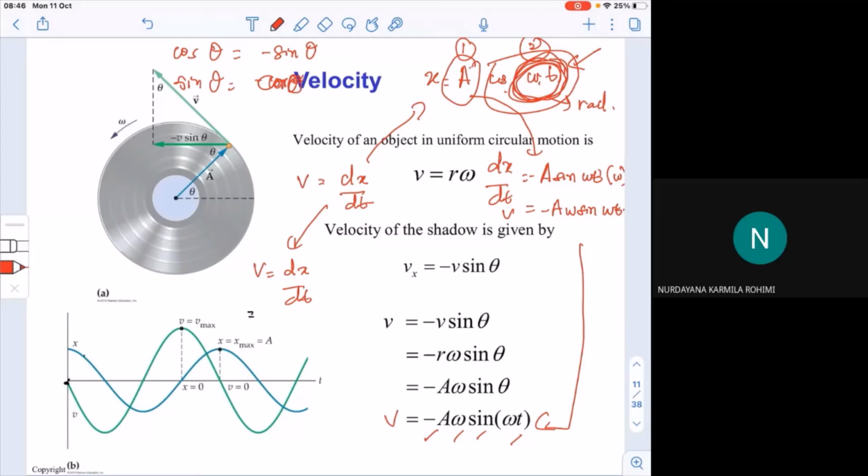If you don't want to burden yourself with how we came up with the differentiation of x, you just have to memorize the equation: V is equivalent to negative A omega sine omega t. But for those who don't want to memorize it, you can derive it from x equals A cos omega t. And the answer for V is negative A omega sine omega t.